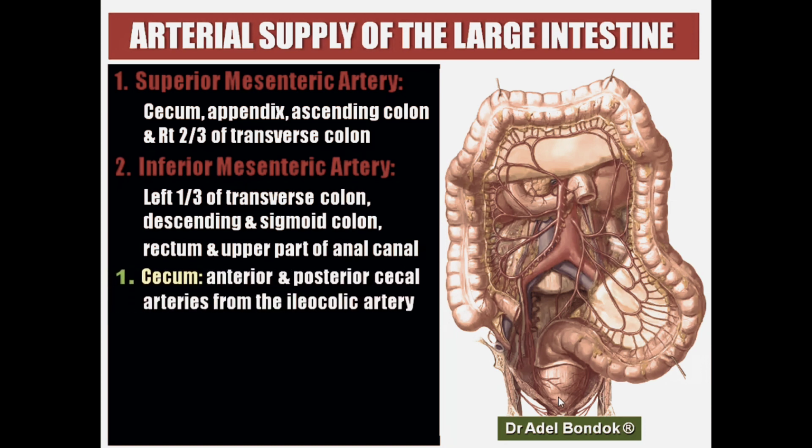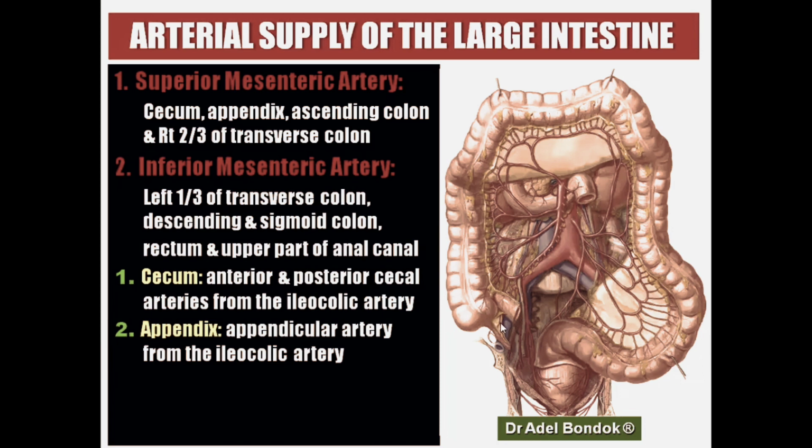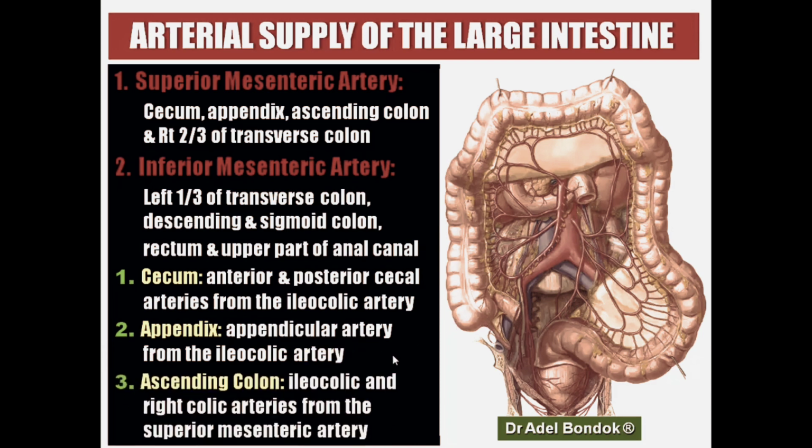Cecum is supplied by anterior and posterior cecal arteries from the ileocolic artery. Appendix by the appendicular artery, from the ileocolic artery. Ascending colon, ileocolic, and the right colic from the superior mesenteric artery.